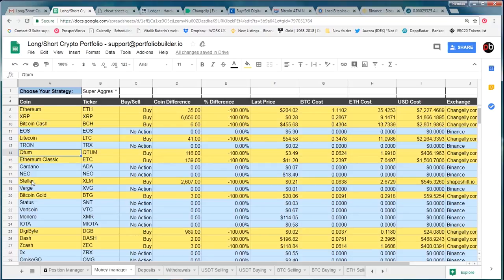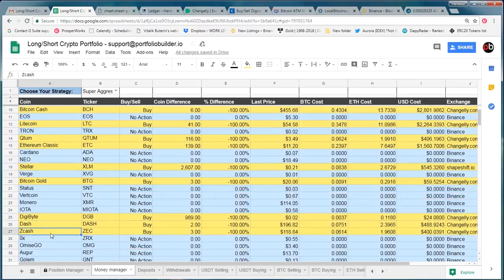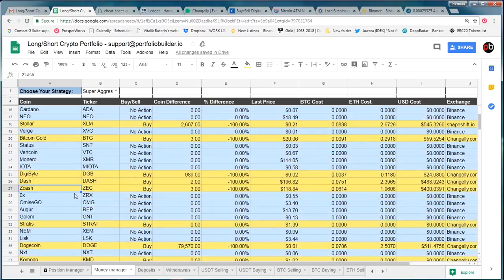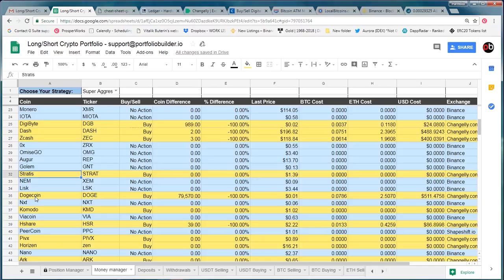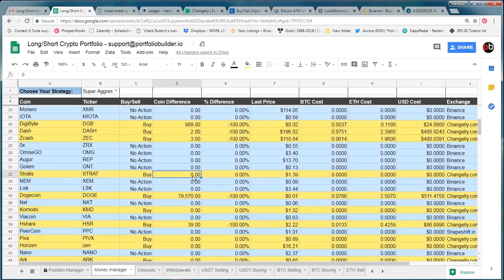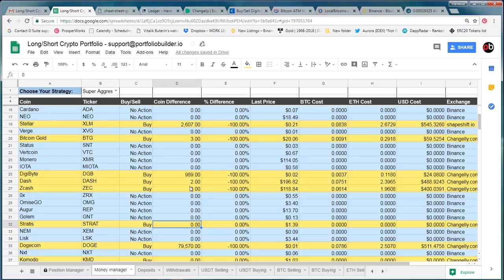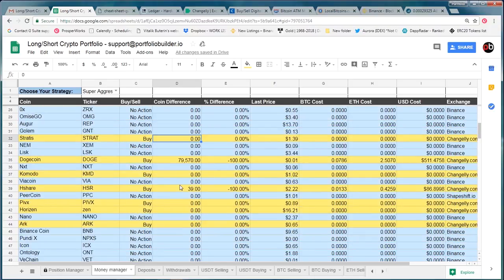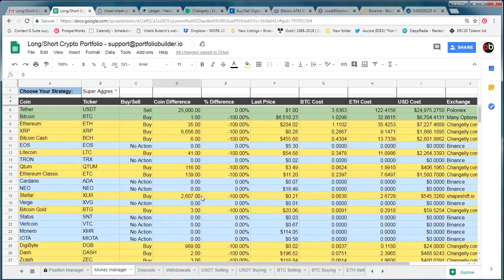The next set of coins I would have to fill would be the rest of the coins, including Qtum, Stellar, Bitcoin Gold, Digibyte, Dash, and Zcash, as well as Stratis, Dogecoin, Komodo, HShare, PIVX, Horizon, and ARK. Now if your portfolio shows a 0 right there, that's because for your portfolio size, your order would be less than $20. We're not having you place any orders that are ever under $20 and automatically round that down.